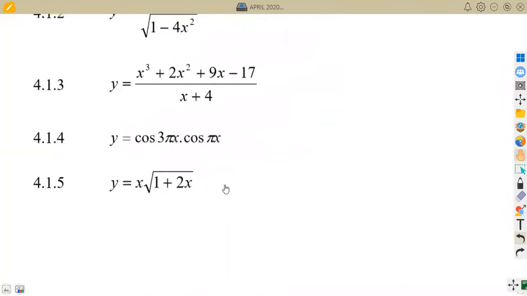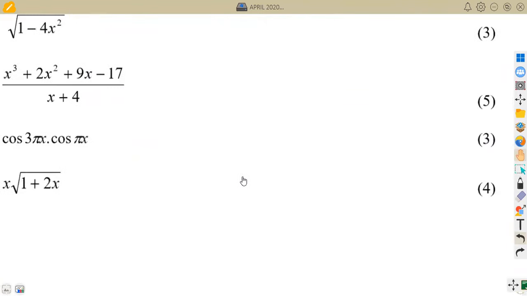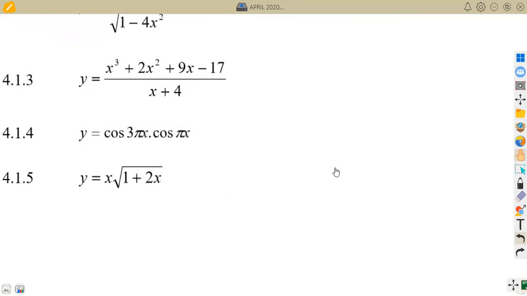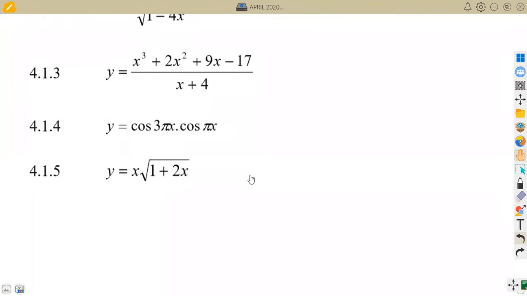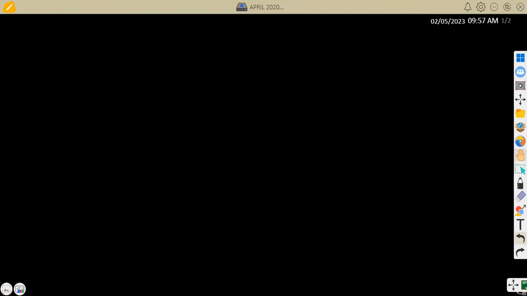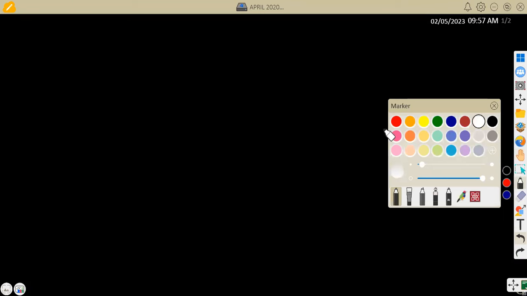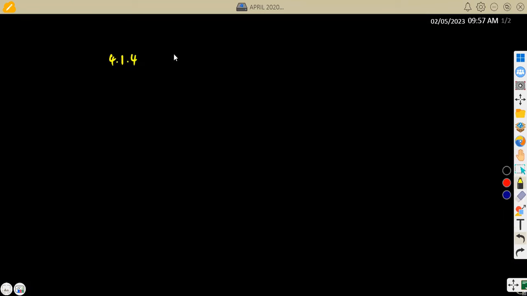Then we move on to question 4.14, which has 3 marks. So 4.14, it was the integral. We've got cos 3 pi x by cos pi x. So what type of integral are we going to do in this one? Let's see what we are given. On question 4.14 we are given the integral of cos 3 pi x by cos pi x with respect to x.